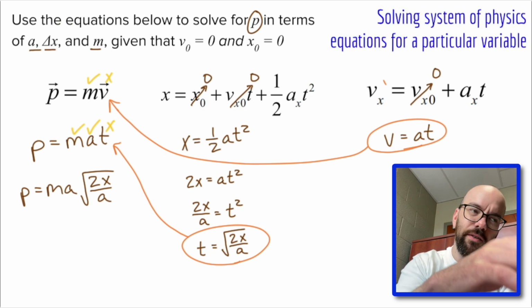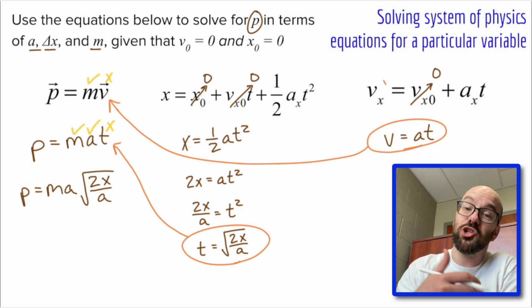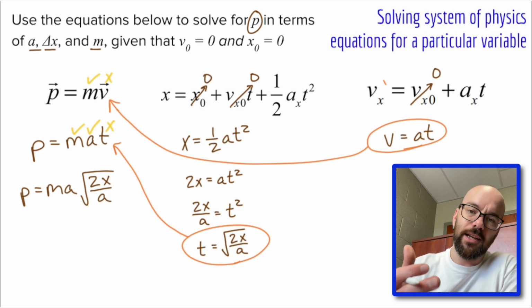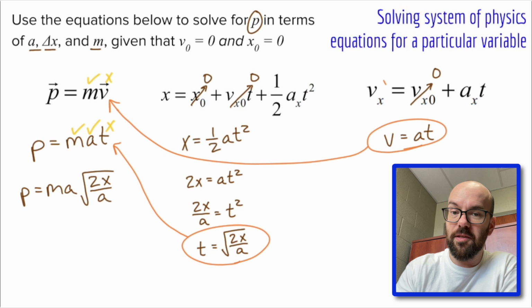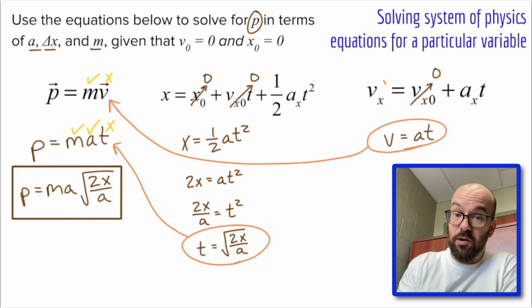Also, I just realized I left this as delta x. In this case, because x initial equals 0, and delta x means the change in x, delta x and x in this problem would be the same thing. So my mistake on there. So this would be a final answer. We've got what we were asked to.